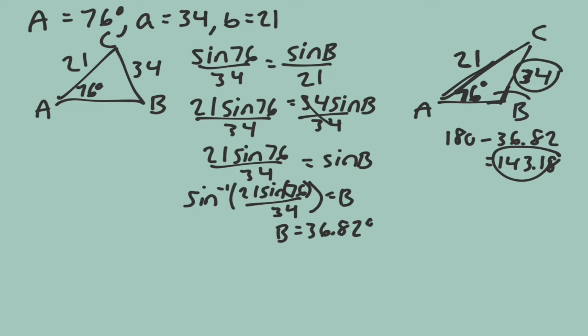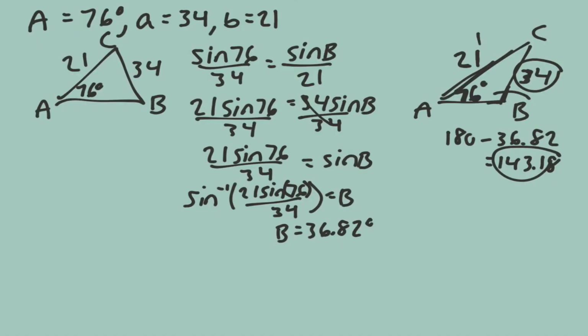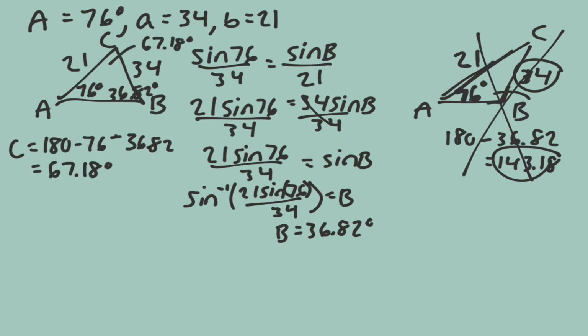And you can look at the 76 degrees and the 143 degrees. If you added that up, that's already greater than 180, and that doesn't even leave room for the third angle. So there's no second possibility for this triangle. And then you could go on to find angle C, which is 180 minus the other two angles. And then you can do the law of sines to find side C.